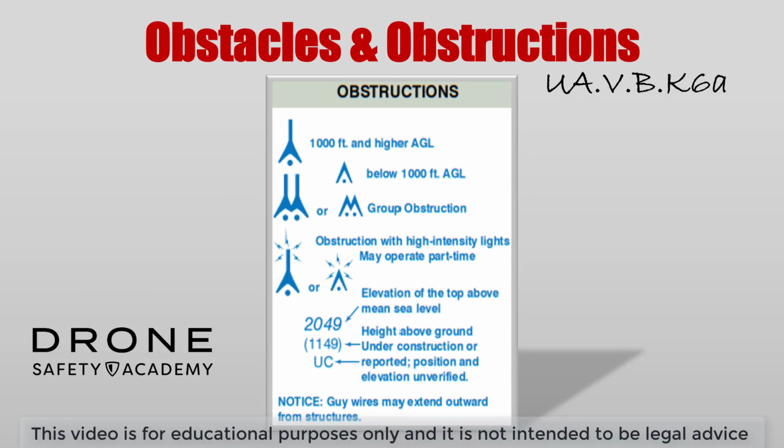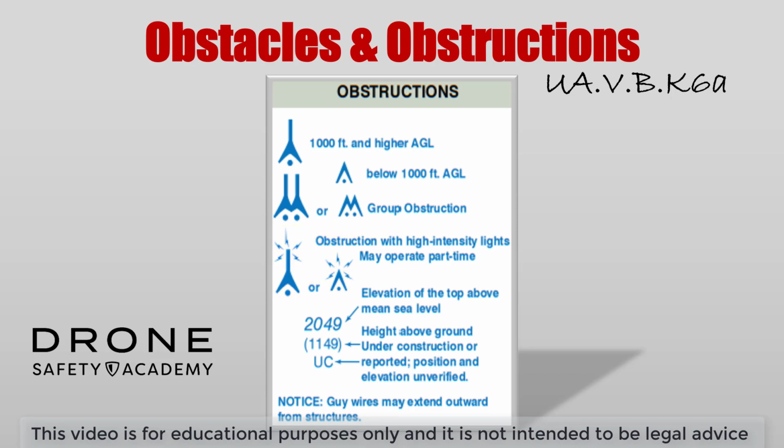Alright, obstacles and obstructions. These are pretty easy. Take a look at the three on the left. They're 1,000 feet or higher. And then we have the ones on the right, which are below 1,000 feet. Know the difference between group and single obstructions. And if an obstruction has any light, it will be represented with the electric bolts on the top.